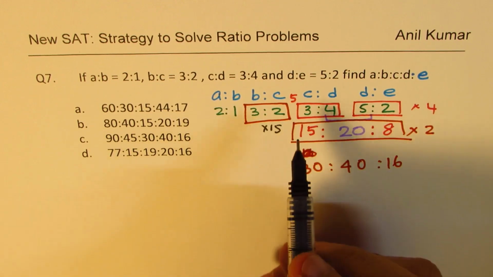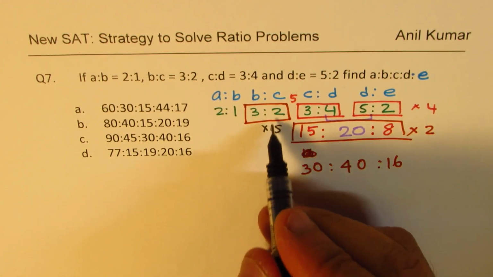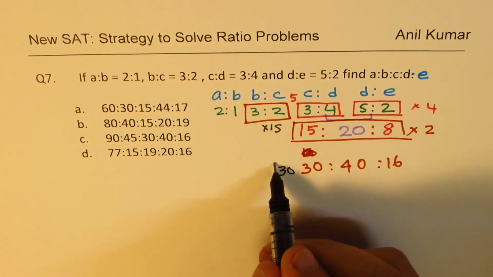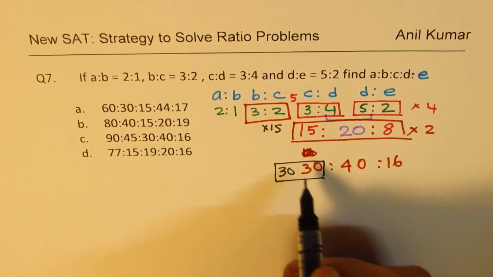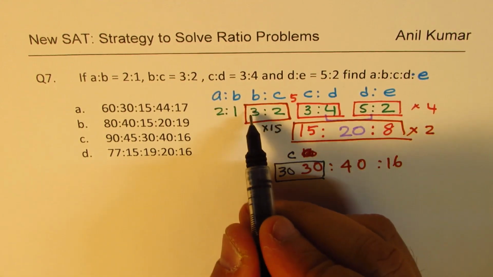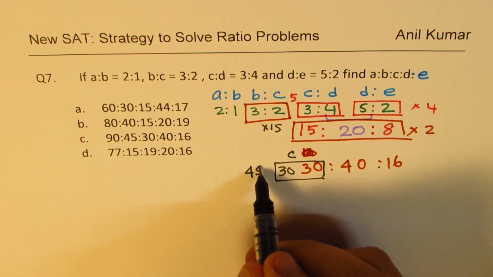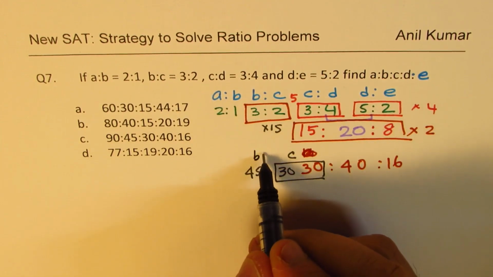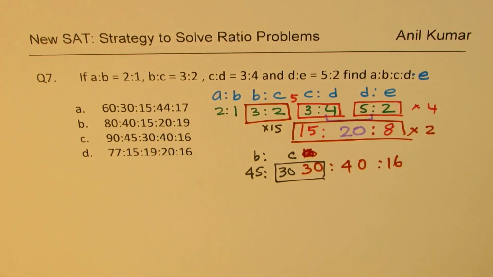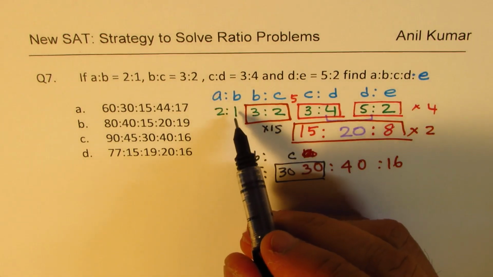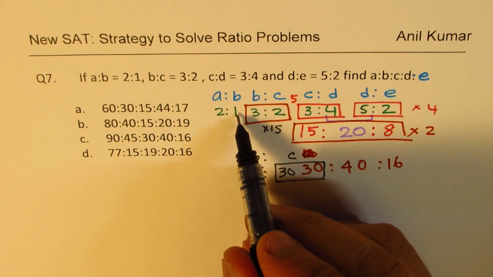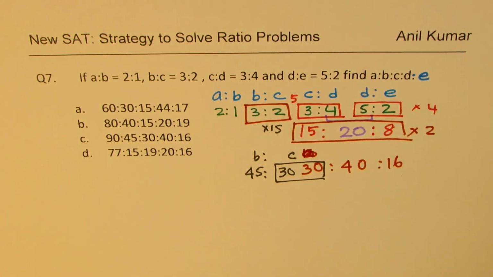So if I times them by 15, I get 15 times 2 as 30. That is what I wanted to match, correct? And this is the value of C. And on the other hand, I get 45. So 45 is the value of B, right? Got it? Okay. Now in the first case, 45, how can I make 1 as 45?